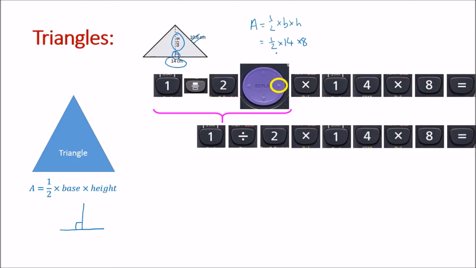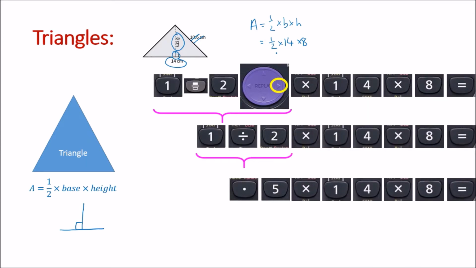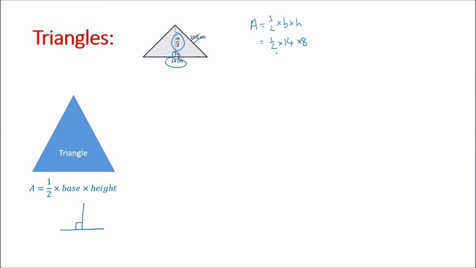Now if you wanted to save even more calculator button presses, instead of doing 1 divided by 2, you could do 0.5, which is also what a half looks like, just as a decimal now. And then go ahead and do times 14 times 8 equals. So any of those 3 options, there's even a couple more. You could do 14 times 8, press equals, and then do divided by 2 and then equals, but these are 3 to get you going. Once you've done that, you should be getting 56.